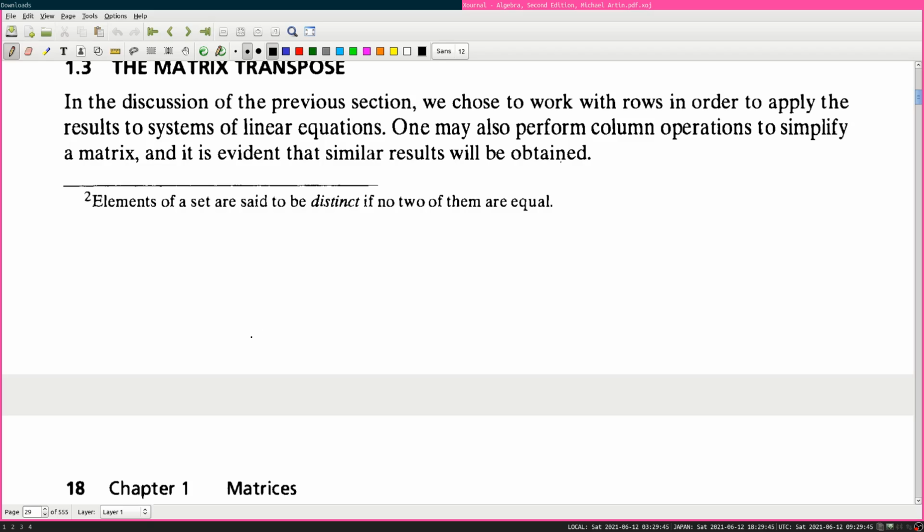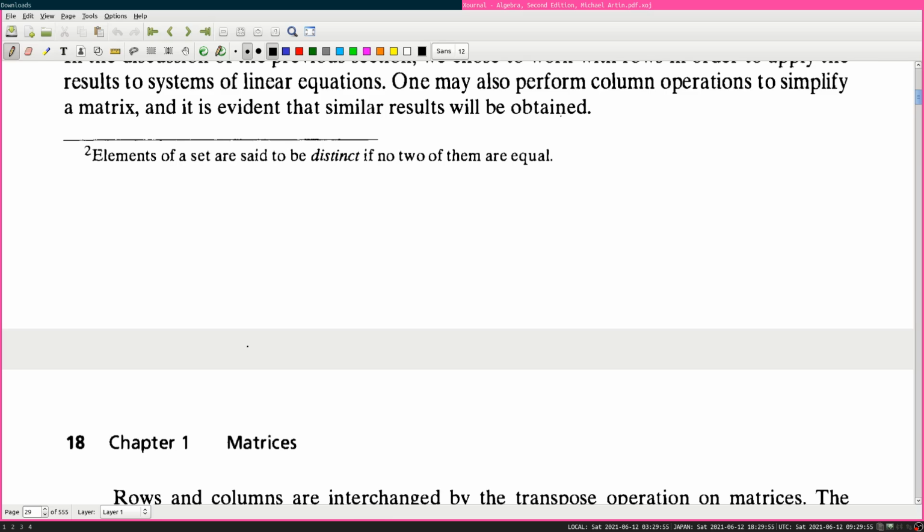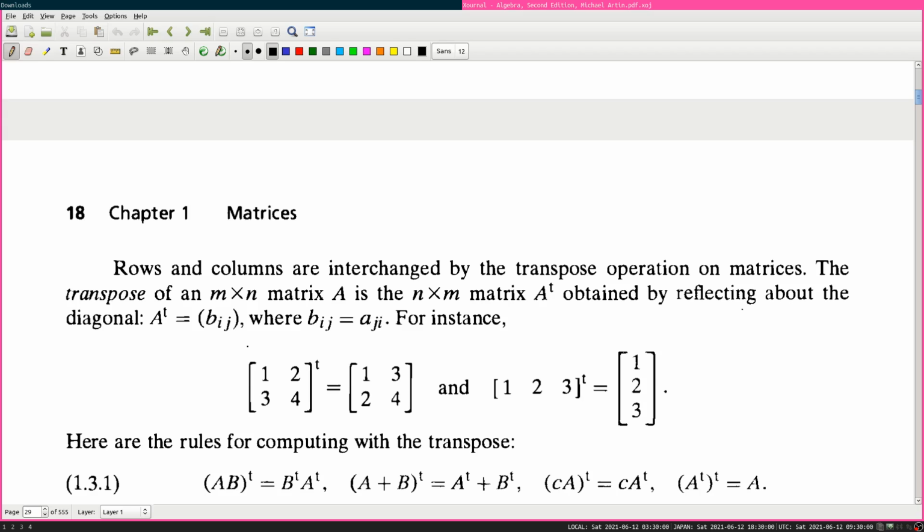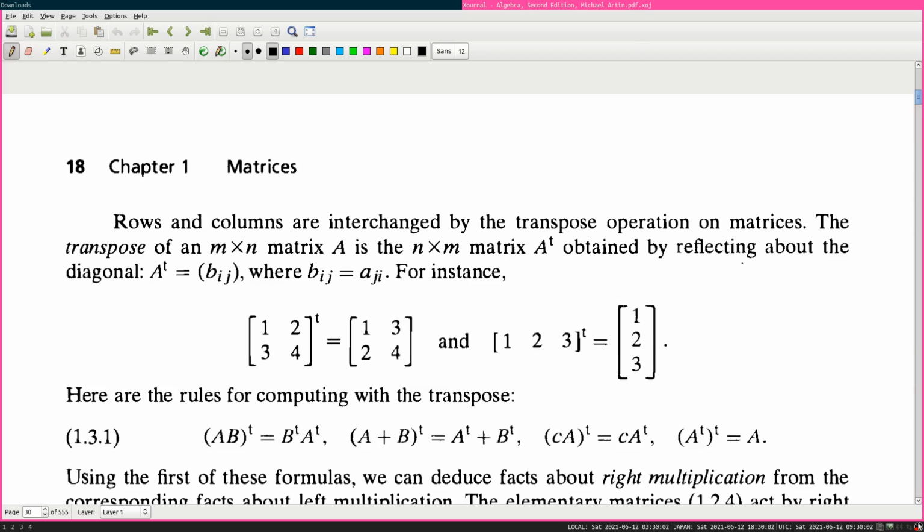In the discussion of the previous section, we chose to work with rows in order to apply the results to systems of linear equations. One may also perform column operations to simplify a matrix, and it is evident that similar results will be obtained. Rows and columns are interchanged by the transpose operation on matrices. Let me make sure I'm recording on the correct mic. Yes, I am.